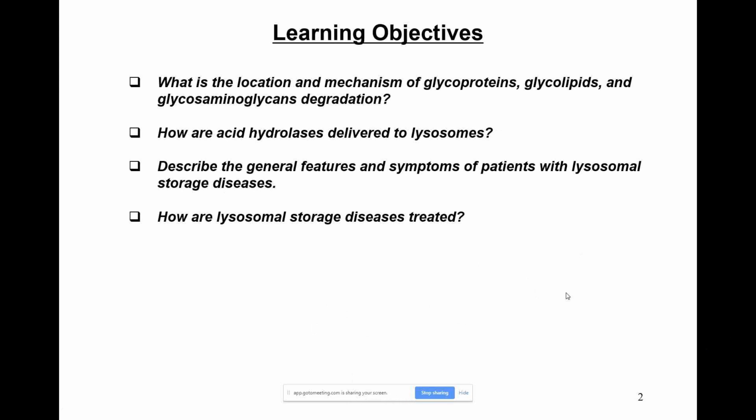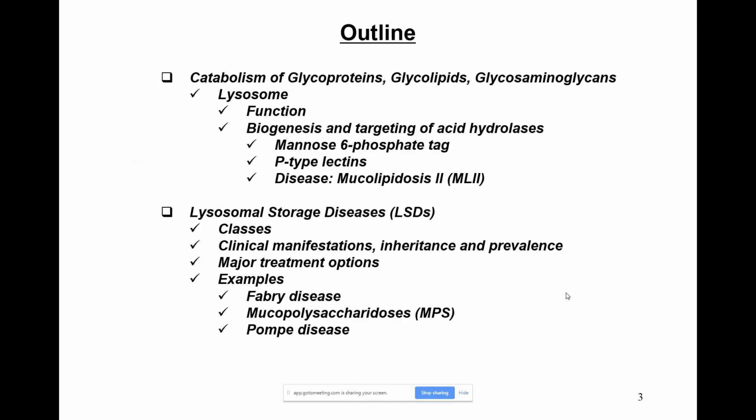Then we'll go into some of the general features and symptoms of patients with lysosomal storage diseases, and give you both current and future directions about how these lysosomal storage diseases are treated. So going into a little more detail about the outline, again, we'll be going through the catabolism or degradation of glycoproteins, glycolipids, and glycosaminoglycans. And we'll see that this occurs in the lysosome.